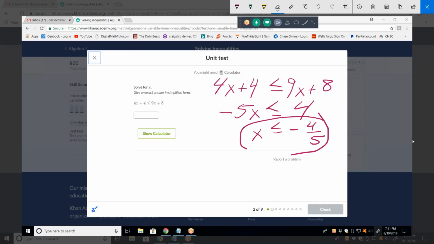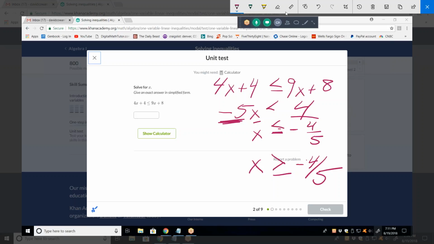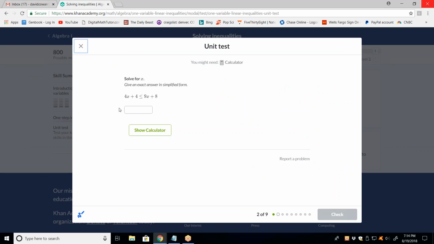What did we divide by to get that answer? Negative 5. Whenever you divide by a negative number or multiply by a negative number, what do you have to do to this sign? Flip the inequality sign. So the answer is really this. And that's the only extra thing you have to do whenever you're dividing by a negative number, which I was, -5, or multiplying by a negative number. So x is greater than or equal to -4/5.